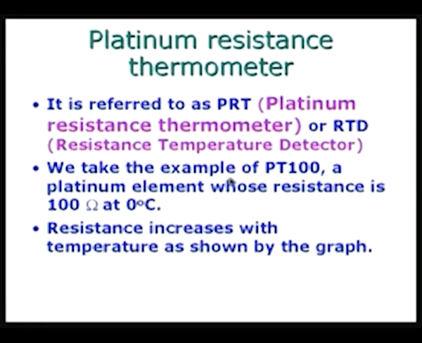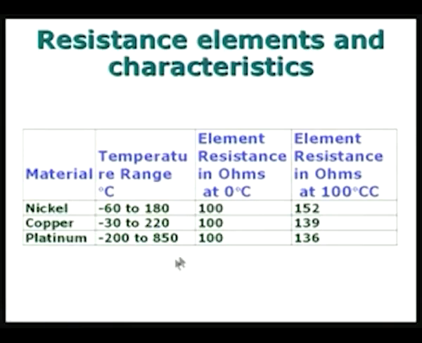We shall take the example of PT100. In fact, if you look at the previous case, I took the element resistance at 0 degrees Celsius as 100 ohms. So, this platinum having a resistance equal to 100 ohms at 0 degrees Celsius is called the PT100. PT100 means platinum resistance thermometer with a resistance equal to 100 ohms at 0 degrees Celsius, that is the ice point.